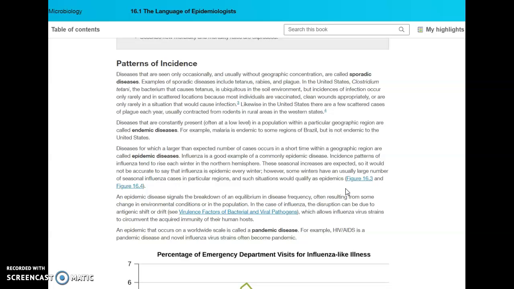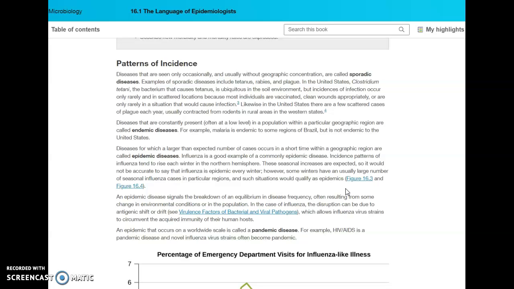We also can have patterns of incidence, and there are 4 ways to identify patterns, or 4 types of patterns, you could say: sporadic, endemic, epidemic, and pandemic. So sporadic are diseases that are seen occasionally. No real geographic concentration, things that we just expect to see a few cases of every year. So things like tetanus, rabies, these are things that we know we're going to have every year, but they're kind of sporadic, a few scattered cases here and there.